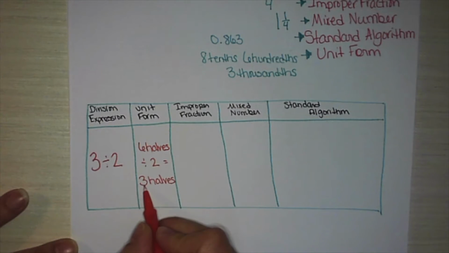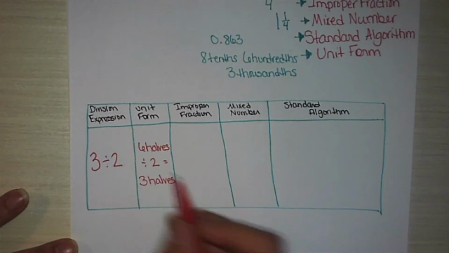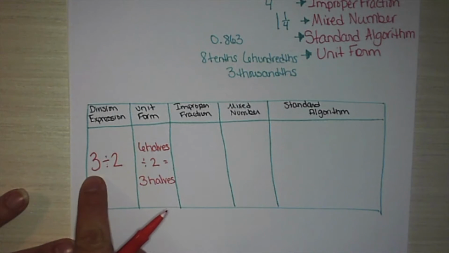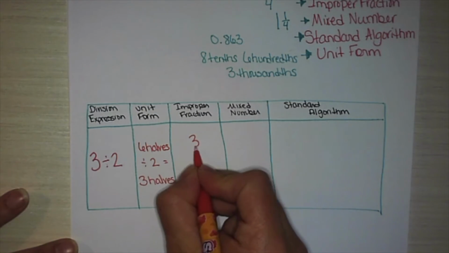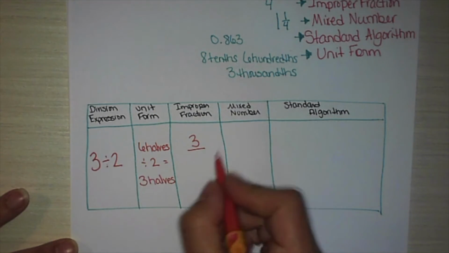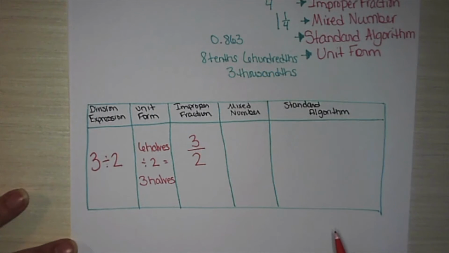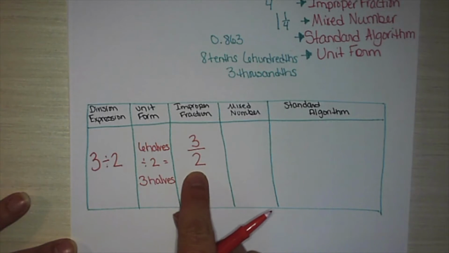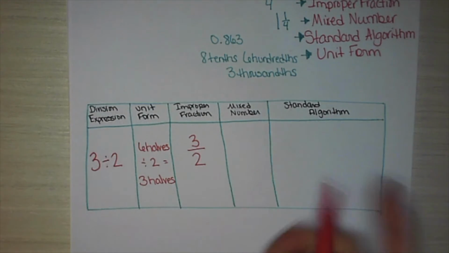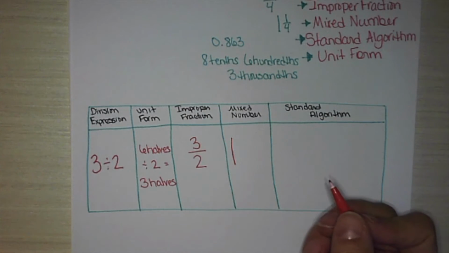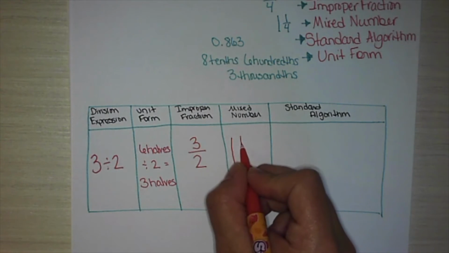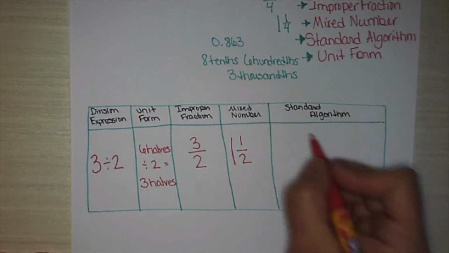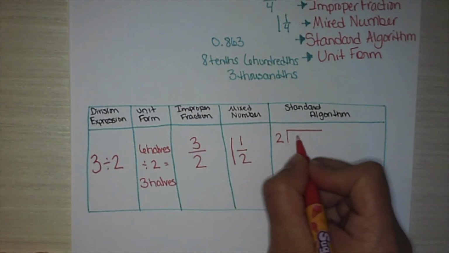Because if I did that backwards, 3 divided by 2, improper fraction. I'm going to take the first number, the 3. It's going to become my numerator. The second number, the 2, is going to become my denominator. And so I have 3/2. Let's turn that into a mixed number. There is one set of 2 in 3. If I took that 2 out, I subtracted it from the 3, I get 1 left over, and my denominator stays the same. Now let's set that up in a standard algorithm.